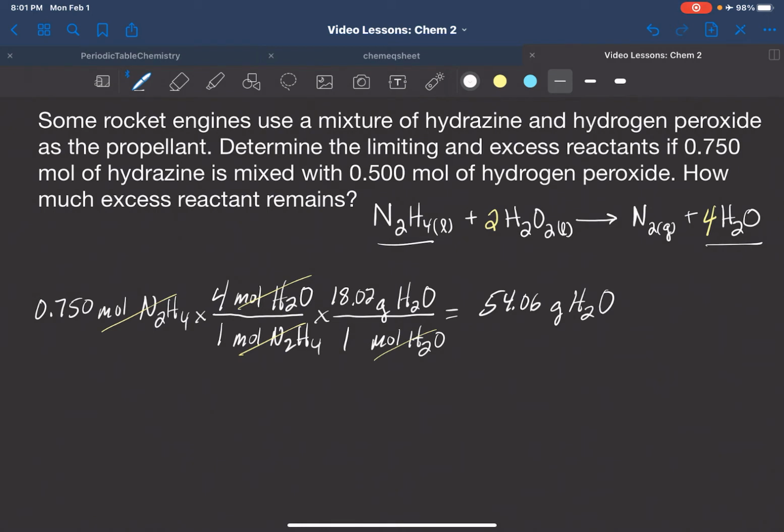All right, so now we're going to take this right here, our 0.500 moles of hydrogen peroxide, H2O2.